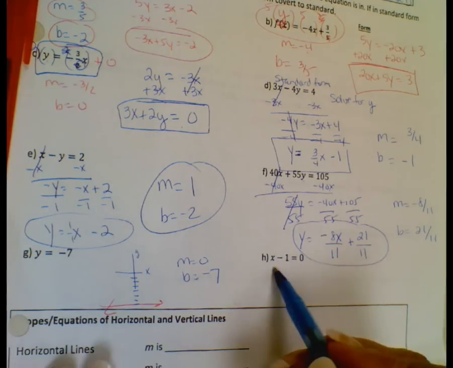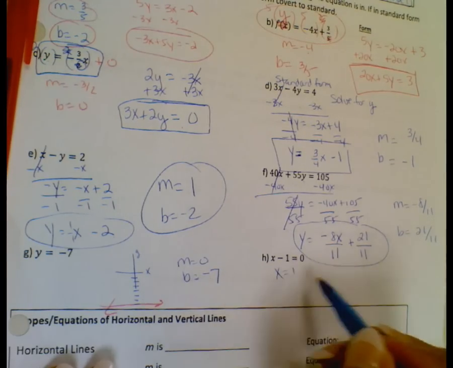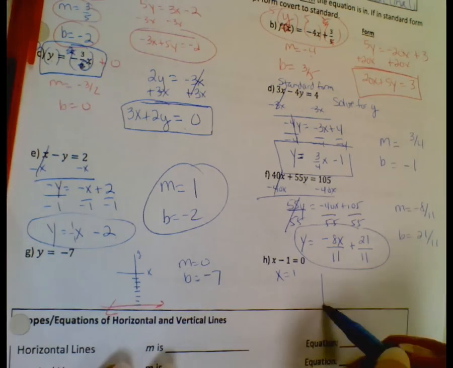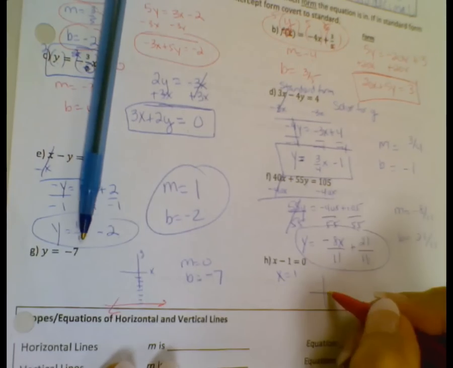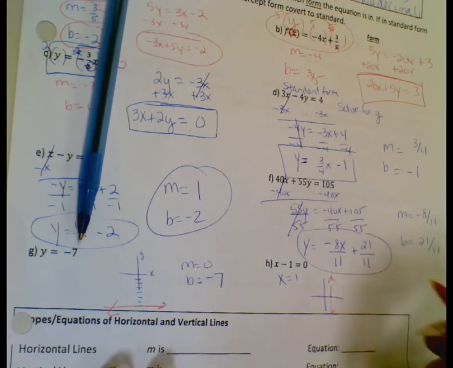Now in this one, you do have to solve for x. That's in standard form. x equals 1. You cannot solve for y because there is no y. The graph of this is a vertical line through 1, like this. What kind of slope does that have?